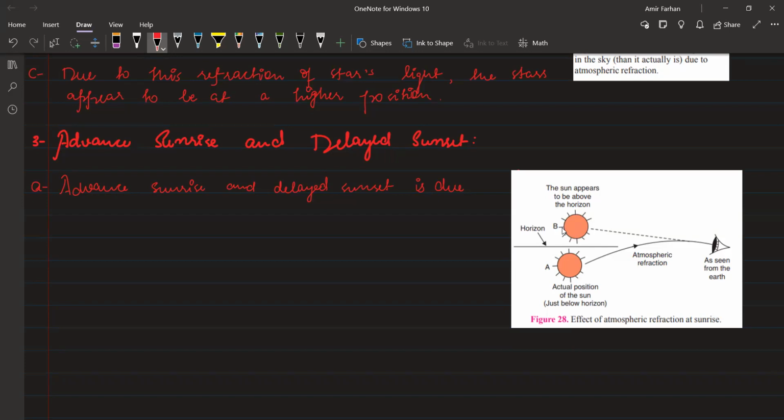That's why we are able to see the delayed sunset. Clear? Same goes with the actual sunrise as well. The sun is basically below the horizon, but due to the atmospheric refraction, we are able to see the sun. Am I clear to everybody?